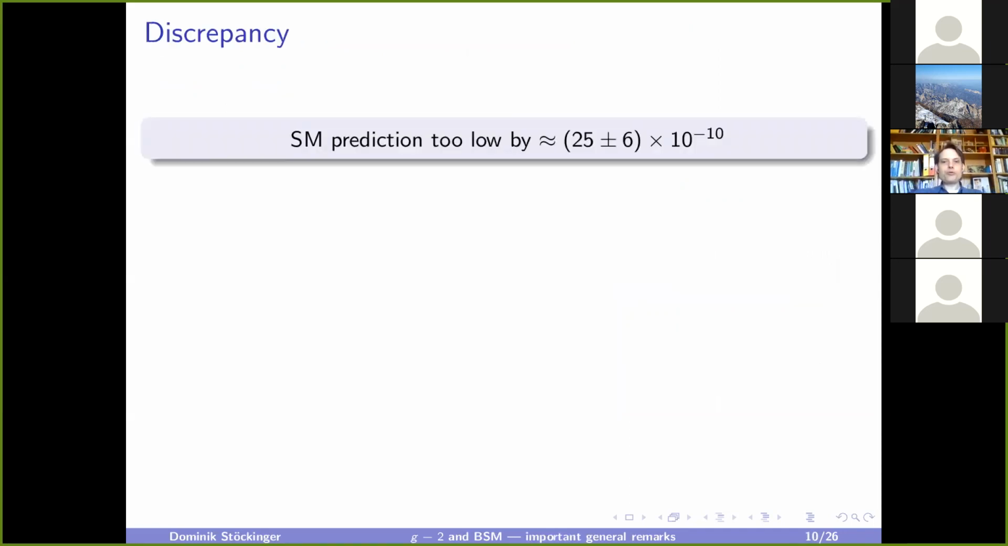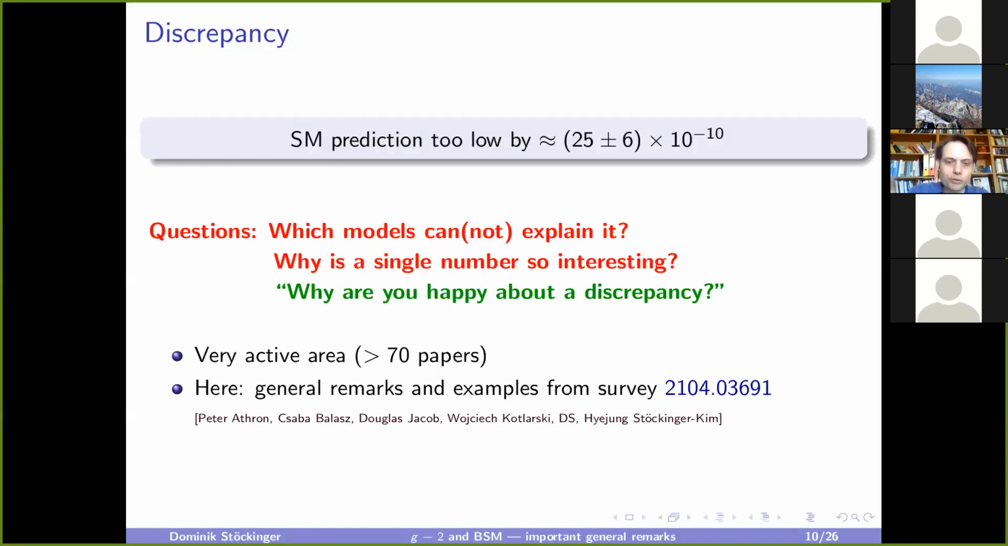So let's come to g-2. Zooming out a little bit, what we should do is to explain a deviation, which is around 25 plus minus 6 times 10 to the minus 10. At first, this looks like a very small deviation. However, I want to stress, okay, let's first not stress it right now, let's stress it later.